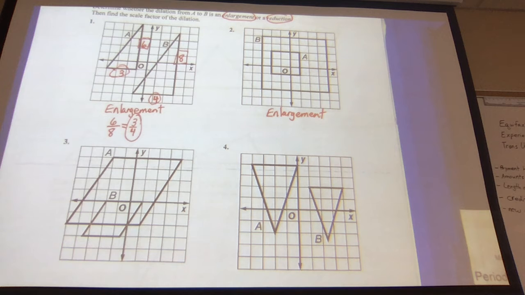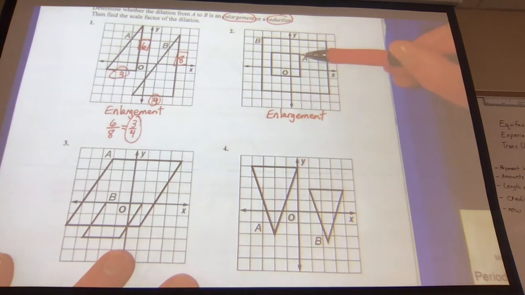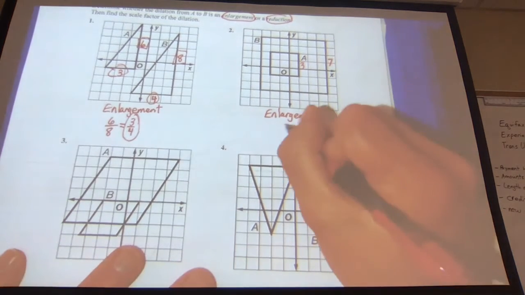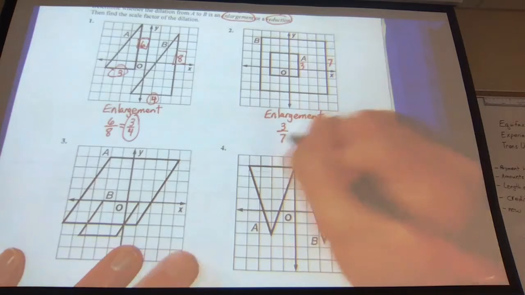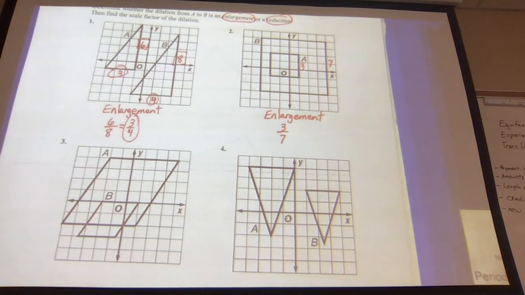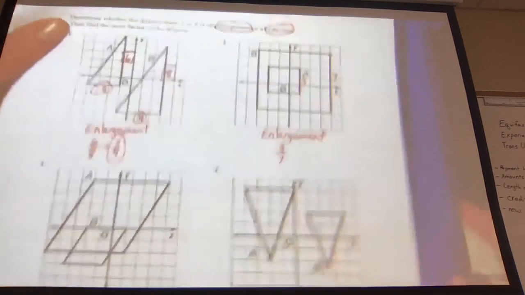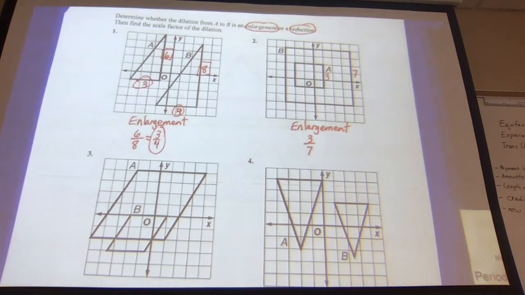And then again, you got to pick your sets of corresponding sides. It doesn't matter which set of corresponding sides you pick. I'm going to pick the right-hand sides. This right-hand side is 3 units long. This right-hand side is 2, 4, 6, 7 units long. So my scale factor would be 3 to 7. That's all there is to it.